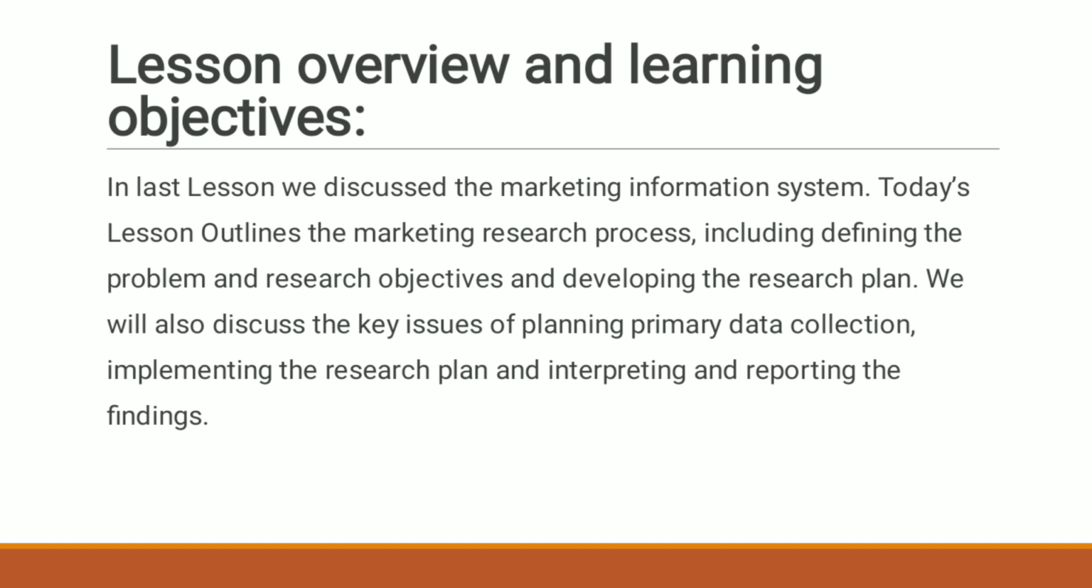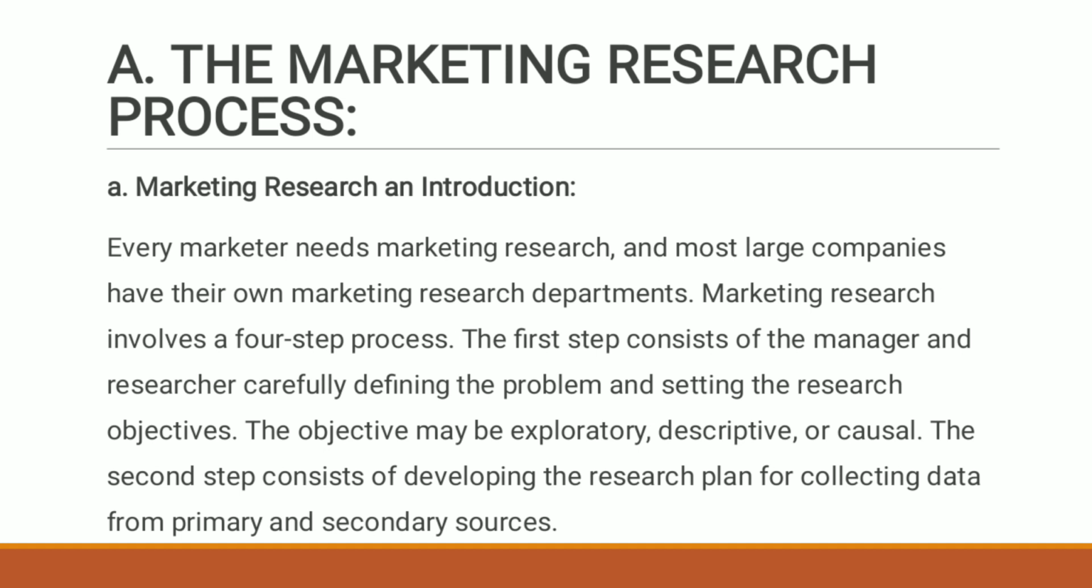Lesson overview and learning objective. In last lesson we discussed the marketing information system. Today's lesson outlines the marketing research process, including defining the problem and research objectives and developing the research plan. We will also discuss the key issues of planning, primary data collection, implementation of the research plan, and interpreting and reporting the findings.